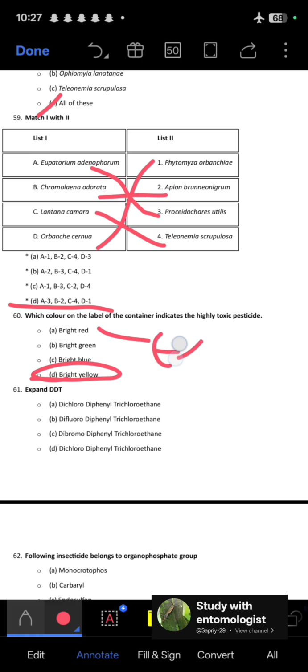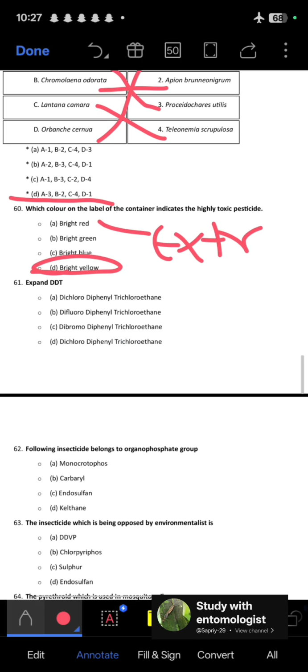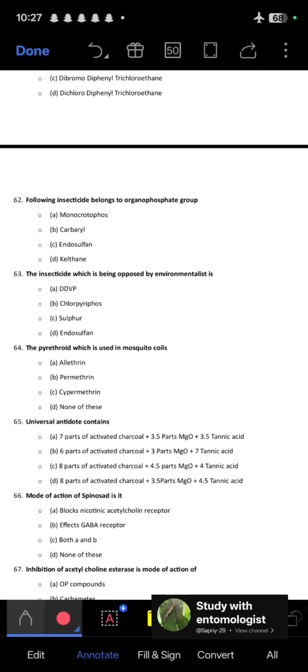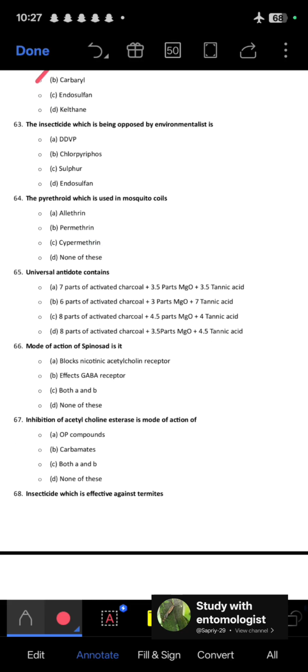Next is expand DDT. DDT is dichloro-diphenyl-trichloroethane, that is option 1. Next, the following insecticides belong to the organophosphates group. Among these, monocrotophos belongs to the OPs. Next is the insecticide which is being opposed by environmentalists, that is DDVP, because it has a very strong effect on the insects and the mammals also and fishes also. Next, the pyrethroid which is used in mosquito coils is allethrin.